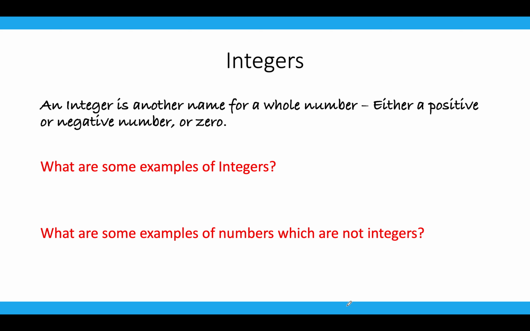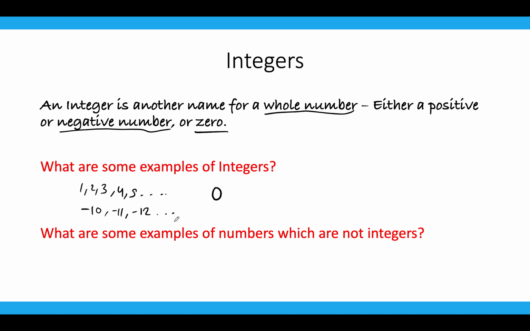Just have a think to yourself, what are some examples of integers? Integers include whole numbers. So let's write an example of a whole number. It can be 1, 2, 3, 4, 5 and so on. It can be a negative number as well, so it can be something like -10, -11, -12. And it can be 0. All these would be examples of integers.